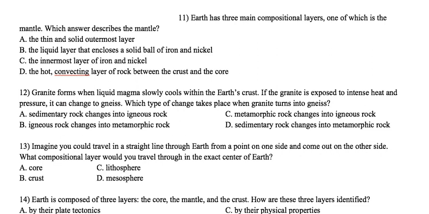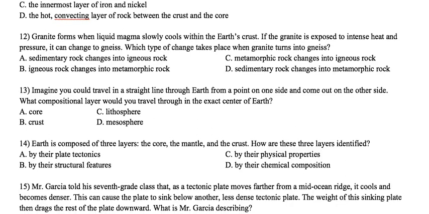Question 11. Earth has three main compositional layers, one of which is the mantle. Which answer describes the mantle? A, the thin and solid outermost layer. B, the liquid layer that encloses a solid ball of iron and nickel. C, the innermost layer of iron and nickel. D, the hot convecting layer of rock between the crust and the core.